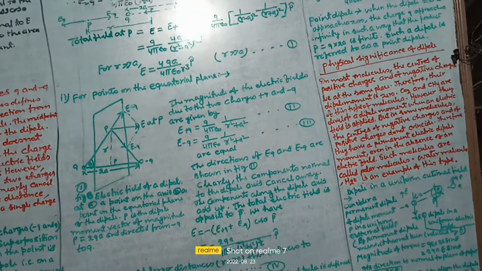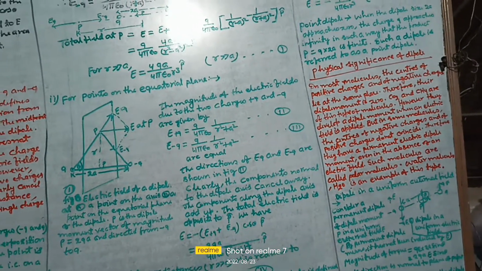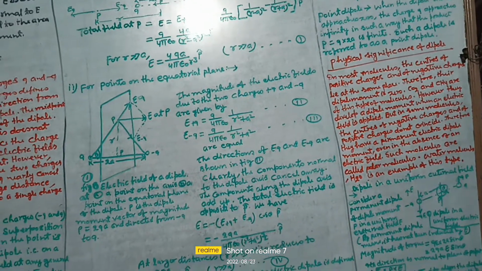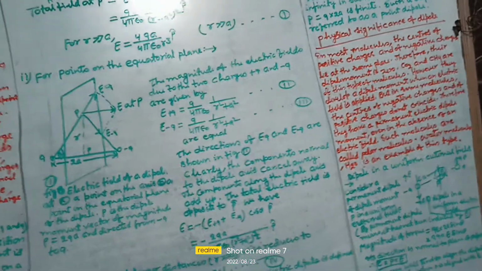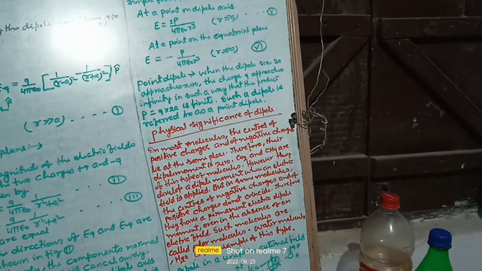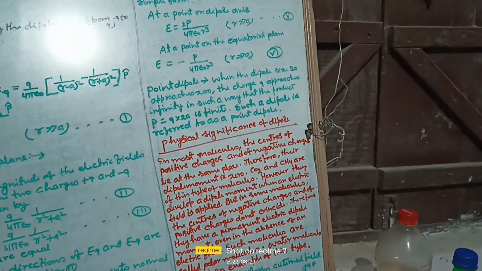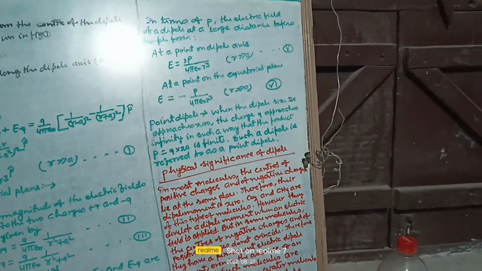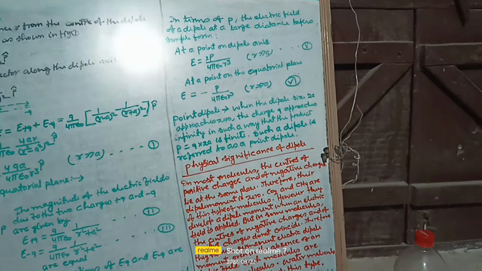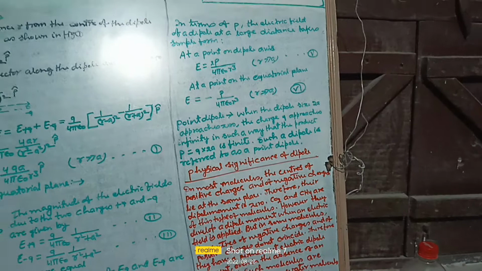The dipole moment vector p of an electric dipole is defined by p equals q times 2a. In terms of p, the electric field of a dipole at a large distance takes a simple form. Thus, E equals 2p by 4 pi epsilon naught r cube on the axis, and at a point on the equatorial plane, E equals minus p by 4 pi epsilon naught r cube, where r is very greater than a.